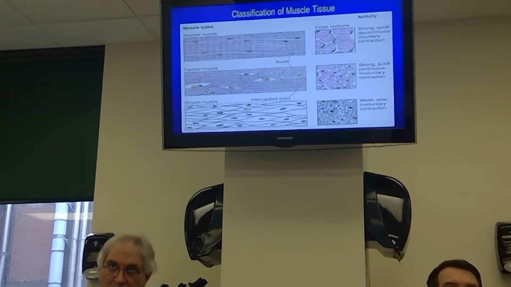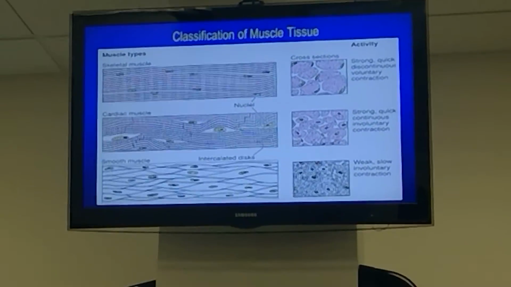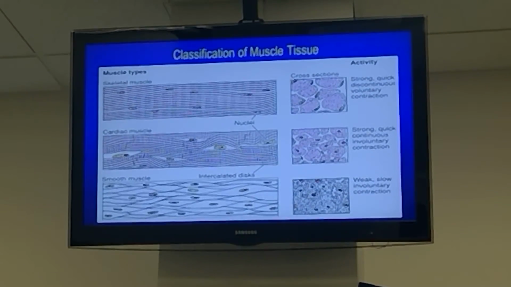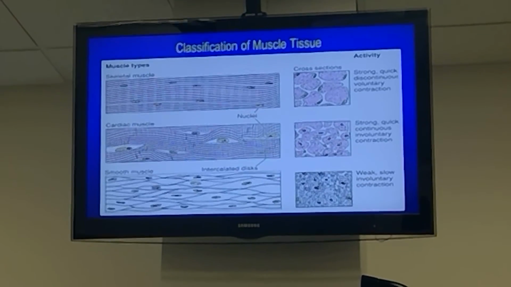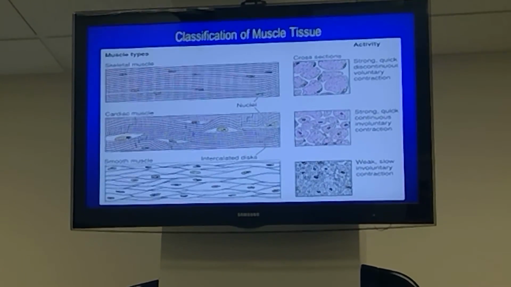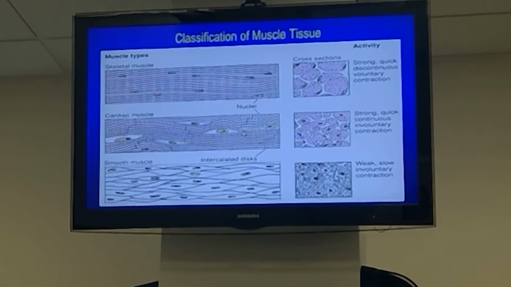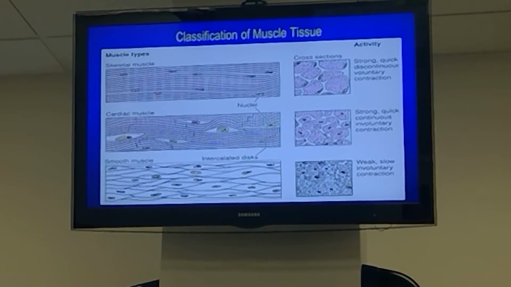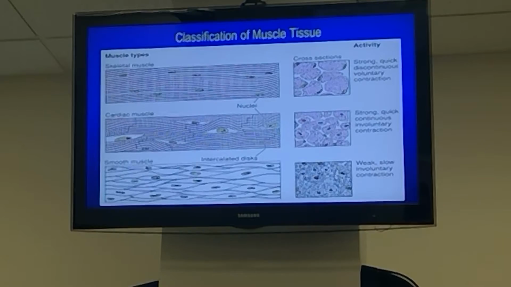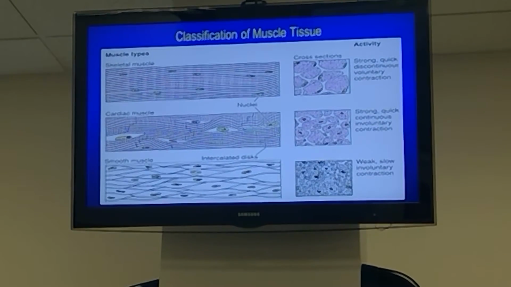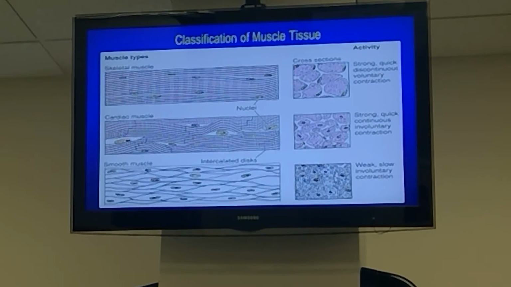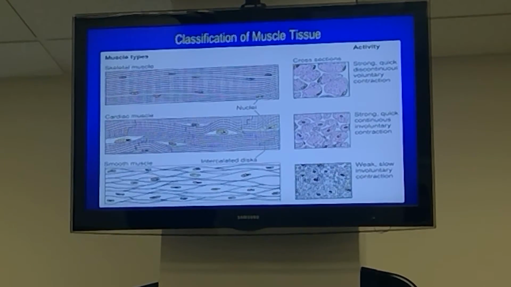So in the top panel, we've got a kind of striated muscle called skeletal. In skeletal muscle, what you have are these long cylindrical fiber type structures that are multinucleated. So it makes sense to not really call these individual cells, but to call them fibers for that reason, because they're multinucleated.